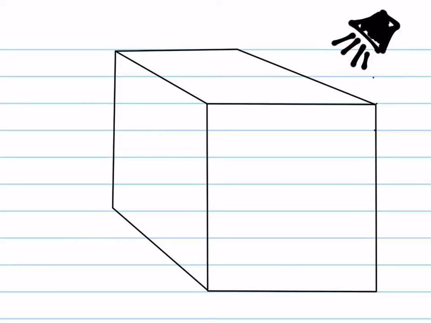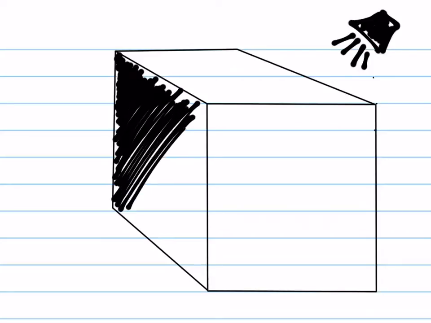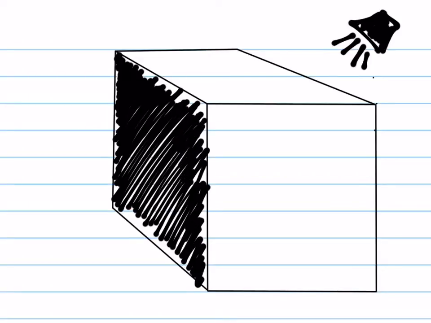So I'm going to go ahead and shade my end as dark as I can. That means that you're putting as much pressure on your pencil as you can. The more pressure you put on your pencil, the darker the shading will be. And the faster it'll dull.